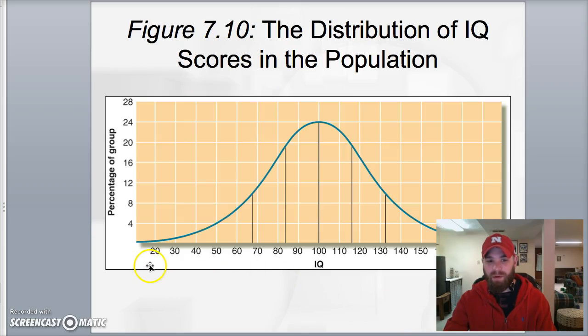But this is something you're going to want to know. So this is the distribution of IQ scores in the population. You're going to want to know the average IQ score is 100. Okay, I think there's a test question about that. But you can see we have some people way up that are very smart. We have some people way down that are not that smart. And then a lot of people in the middle.